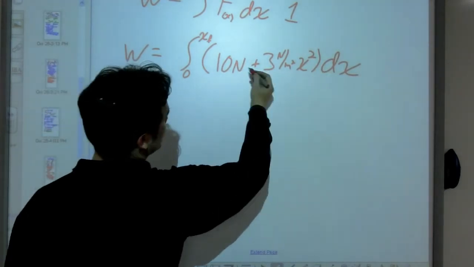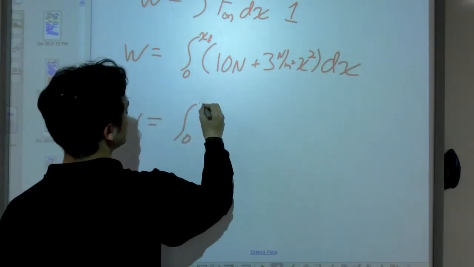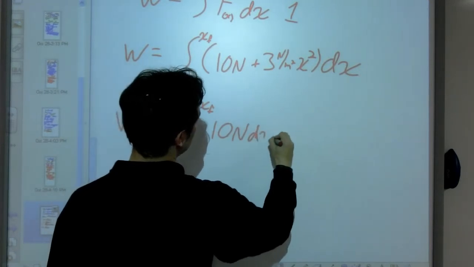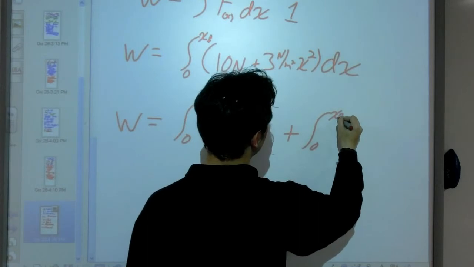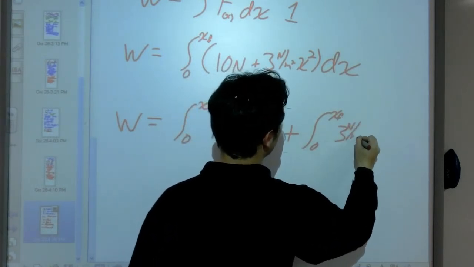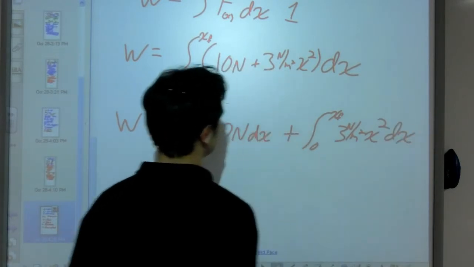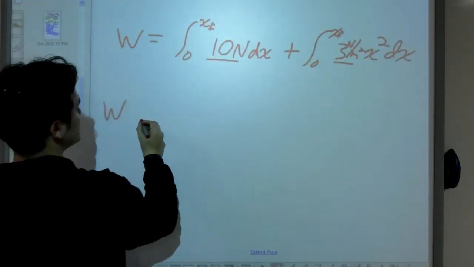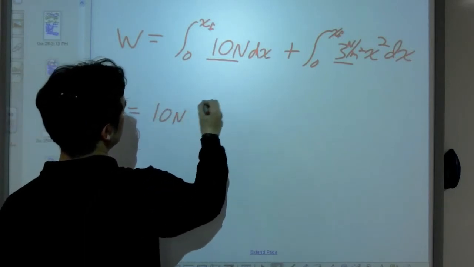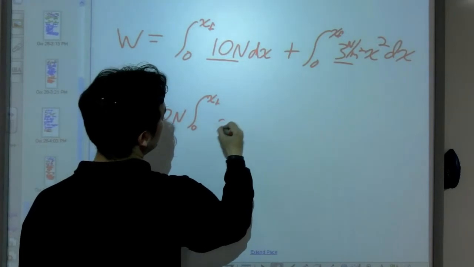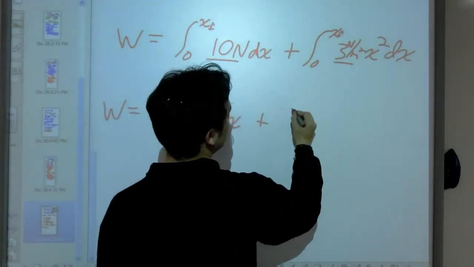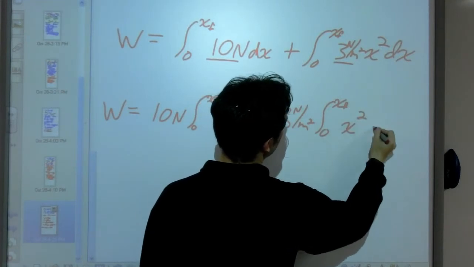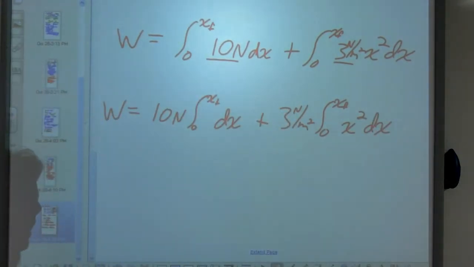So I can spread this out. I'm going to distribute my little dx, and so I can treat this as the integral from 0 to x final of 10 newtons dx plus the integral from 0 to x final of 3 newtons per meter squared times x squared dx. Well, 10 newtons and 3 newtons per meter squared are both constants, so I can bring those out. My work equals 10 newtons times the integral from 0 to x final of dx plus 3 newtons per meter squared times the integral from 0 to x final of x squared dx, because I can pull my constants out of the integrals here.